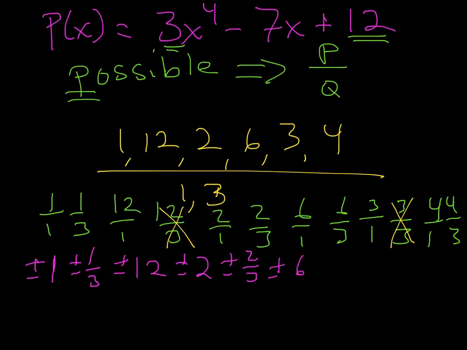Oh, 6 over 3 is 2. There's another duplicate. Can eliminate that one. Positive and negative 3, positive and negative 4, and positive and negative 4/3.